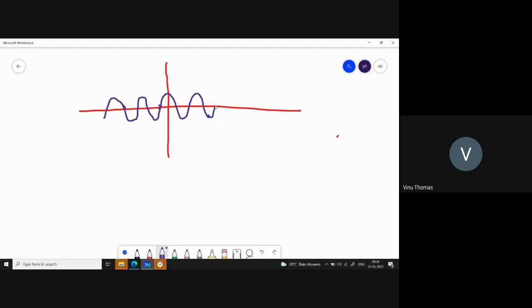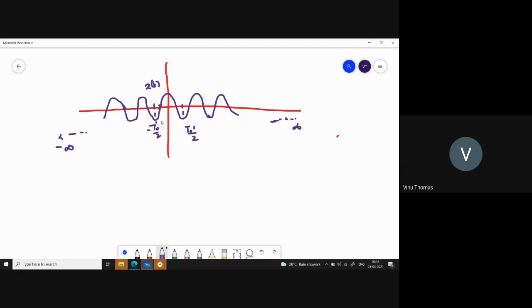Pardon my drawing. This is going up to plus infinity, and this is going up to minus infinity. Let us assume that this is your signal x of t, and I am going to look at one period. So this is from minus T0 by 2 to plus T0 by 2. This is one period.